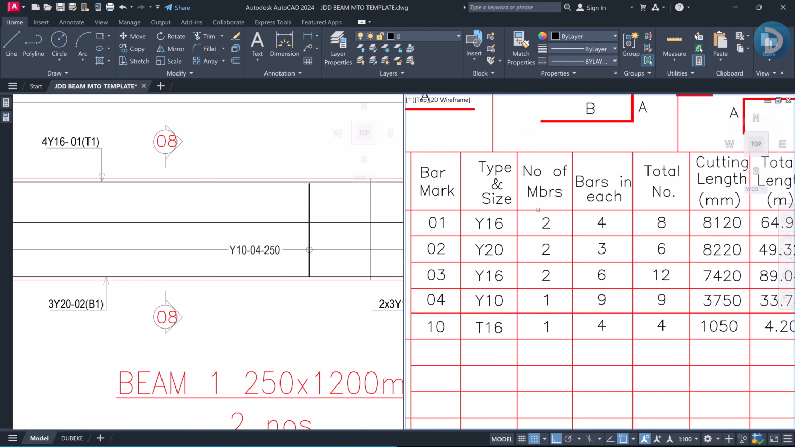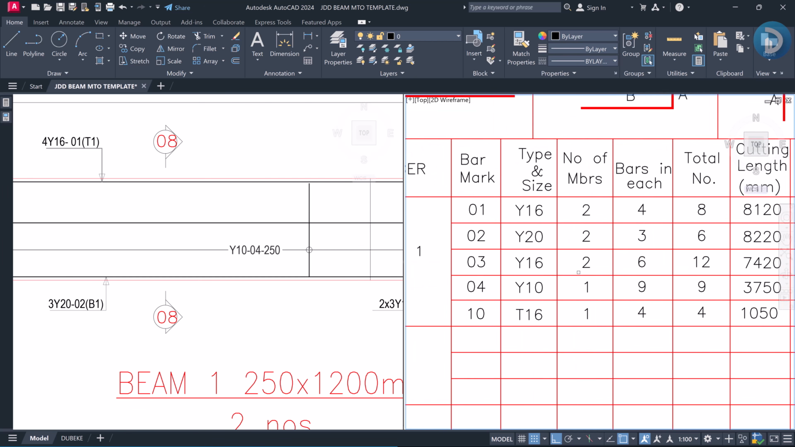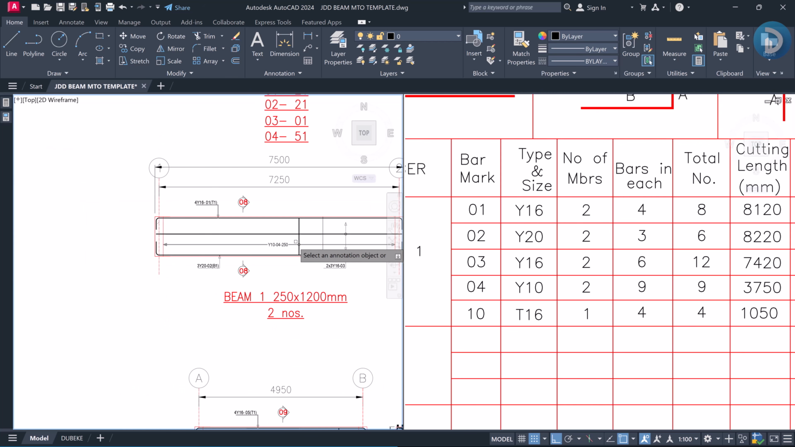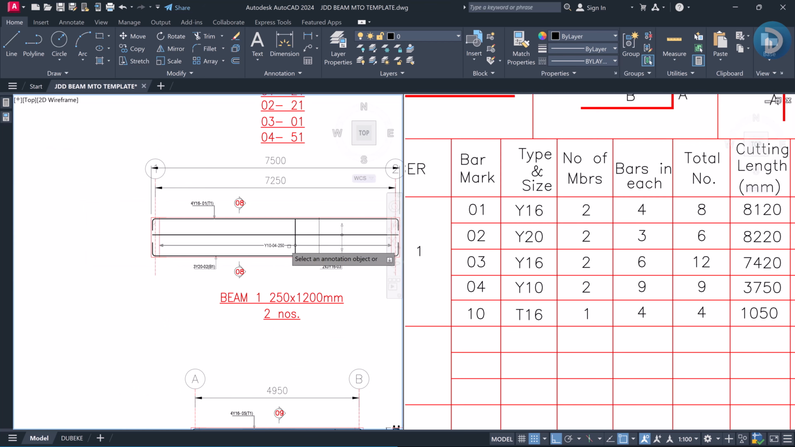So the number of members, we also have this to be 2 for beam 1. So this is 2. Then the bars in each member. As you can see here, it is not given.